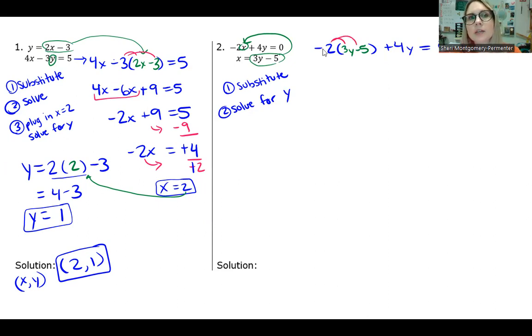So we have -2 times +3. Negative times a positive will be a negative. And 2 times 3 is 6. And there's a y. And if at any time you want a calculator, no shame in that. Get you a calculator. The next one, we've got -2 times -5. Negative times a negative is a positive. 2 times 5 is 10.